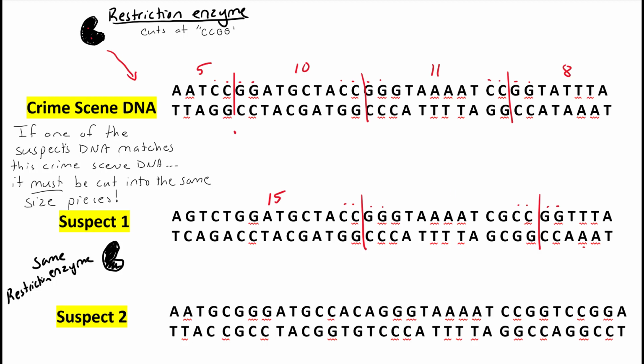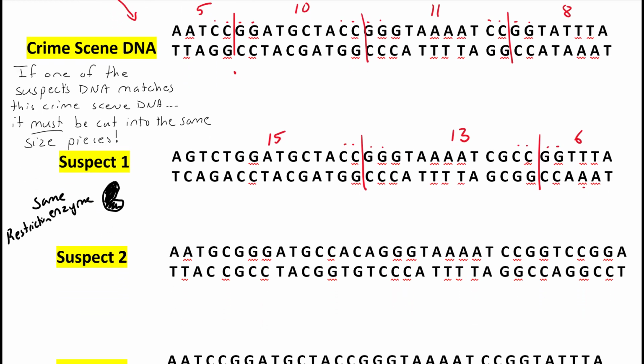You get pieces of DNA that are 15, 13, and 6 bases long. Suspect 1's clear. Suspect 2. I could just tell you visually this is definitely not the crime scene DNA. You get pieces that are 27 bases long. Wow. 5 and 3.